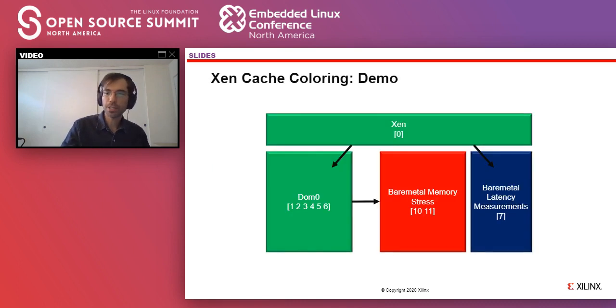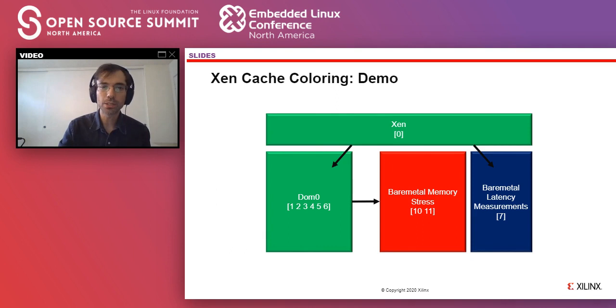Okay, so let me show you the demo setup. There is Xen running, and I assign color 0 to Xen, colors 1 to 6 to Dom0. Dom0 is just a normal Yocto Linux build. The bare metal latency measurement application is just a tiny application built with Xilinx SDK. The Xilinx SDK comes with a way to build these tiny bare metal apps in C that run in kernel space. And I wrote one that measures latency based on the TTC timer.